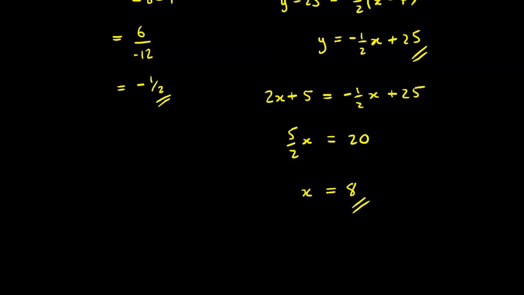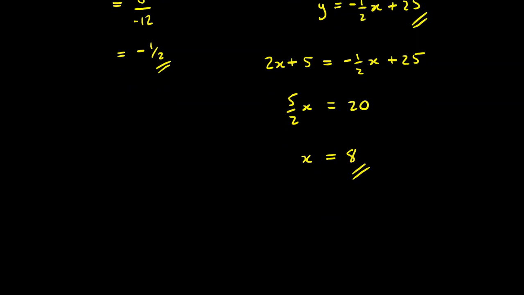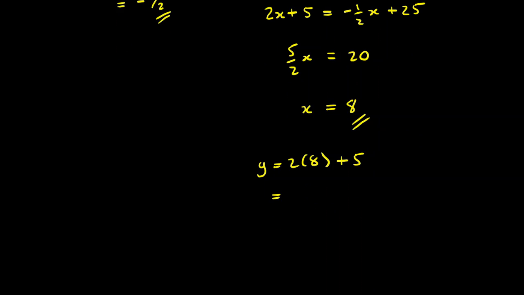So the x-coordinate is 8, and of course I want the y-coordinate as well. So I'll substitute that into the line 2x plus 5. So y is equal to 2 times 8 plus 5. 2 times 8 is 16, plus 5 is 21. And so the coordinate of the point P is therefore (8, 21).